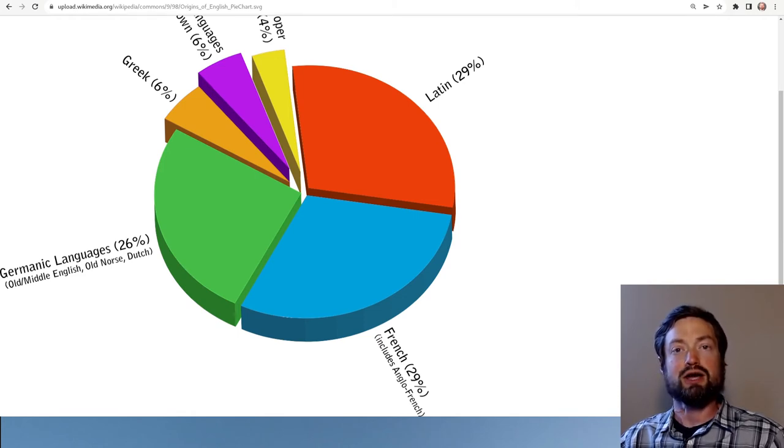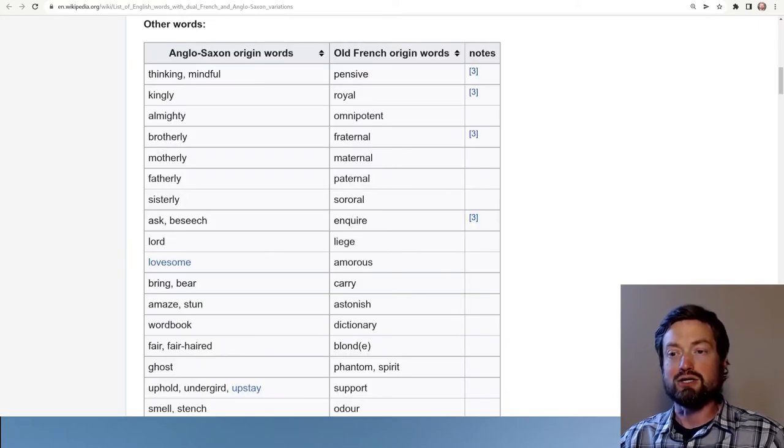And we can even see that in many cases there is an equivalence where there's an English word and a French word sort of competing with each other. And you can see, for example, here, this comparison of Anglo-Saxon and French words. So you could say kingly, coming from Old English king, or you could say royal, coming from Old French roi. So many of these Old French words began to replace some of the Old English words here.